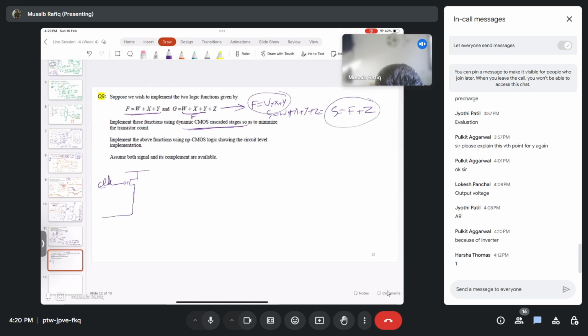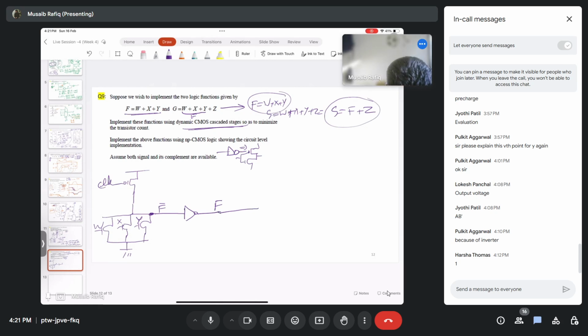So here I will implement, this will be W, this will be X, this will be Y, this will be F bar, and this I'll give to inverter, which will give me F. Inverter is basically your CMOS inverter. Now F has been implemented.